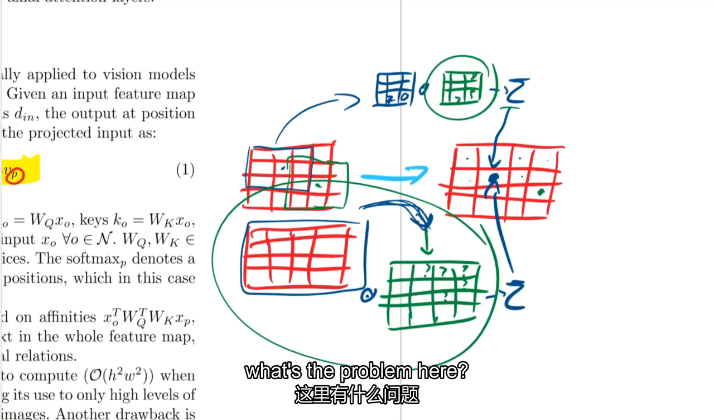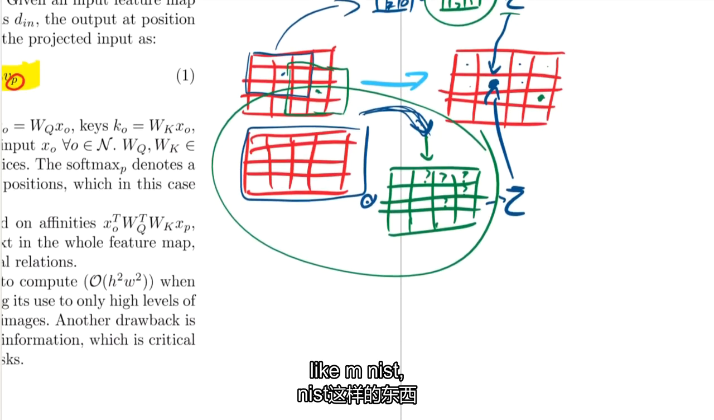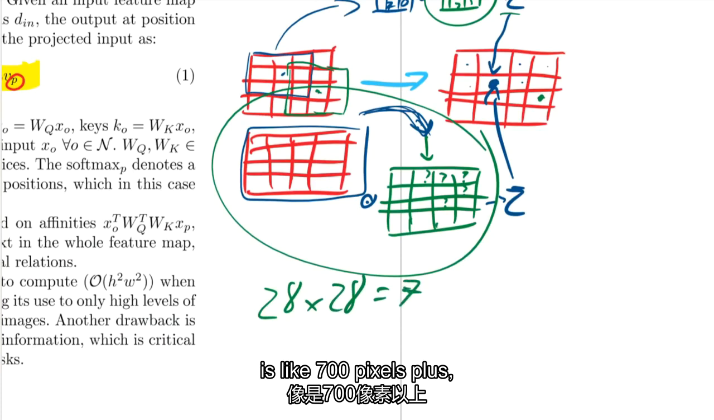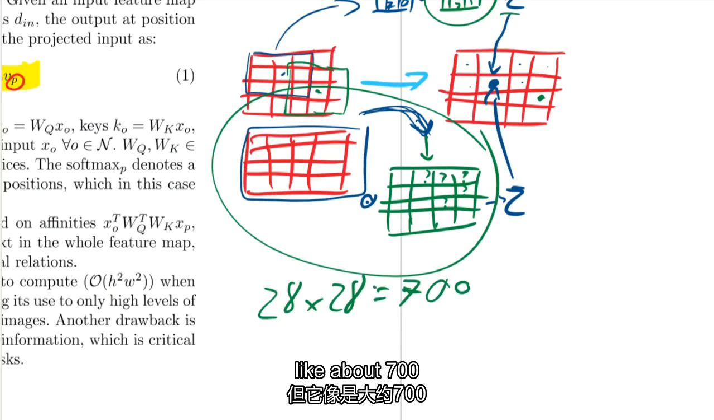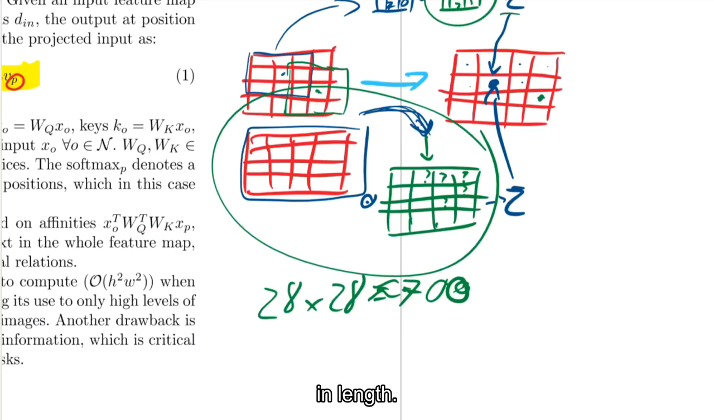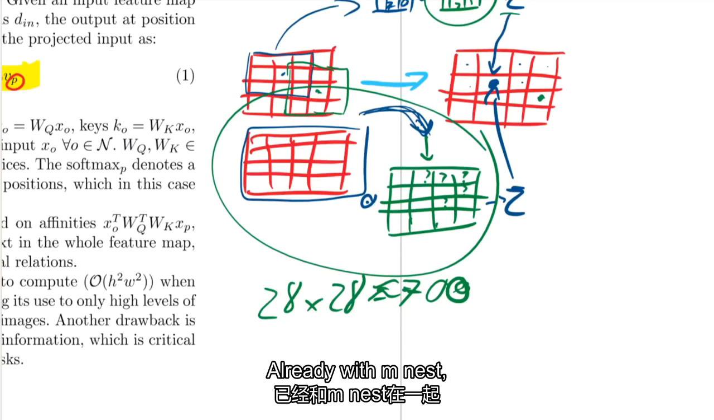Now, what's the problem here? The problem is that pictures are pretty large. So even something like MNIST, which is 28 by 28, is about 700 pixels. I don't remember exactly. And our big transformers, like BERT, a very famous transformer, take inputs that are around 512 in length, and you already need pretty decent hardware to run this. The requirements on memory and compute scale quadratically with the input length.